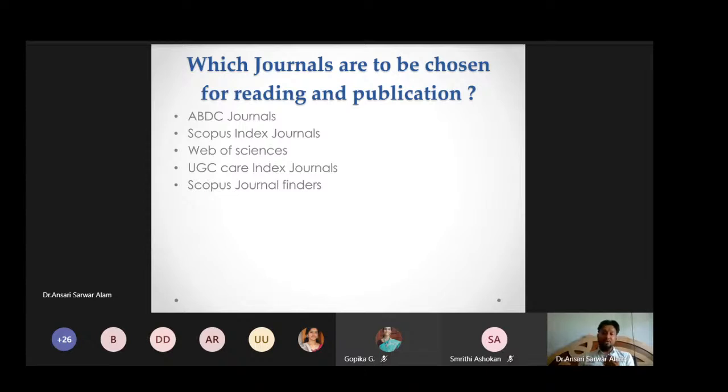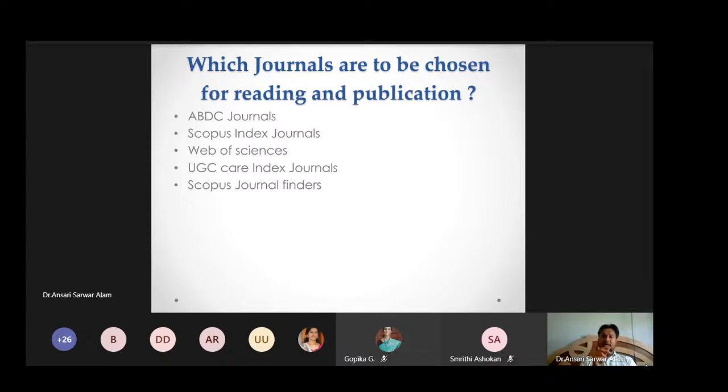Now, which journals are to be chosen for reading and publication? Yes, this is again a big question. So, my dear students, first of all, you will look after ABDC journals. I have told you the example of ABDC journals, the Australian Business Deans Council journals. They have segregated the journals. Some are Scopus indexed journals over there, some are Web of Science journals over there. They have segregated the journals on the basis of category: A category, B category, and C category.